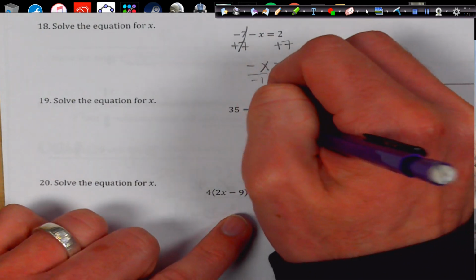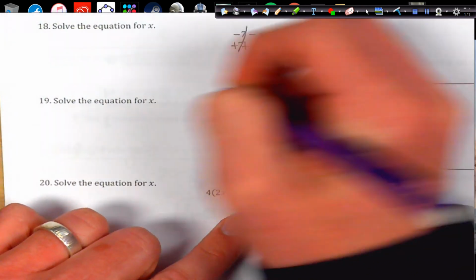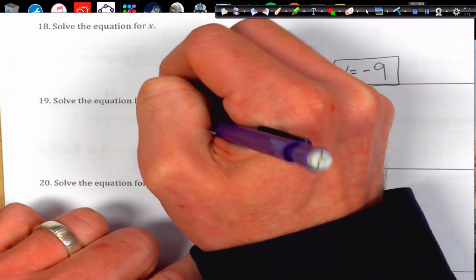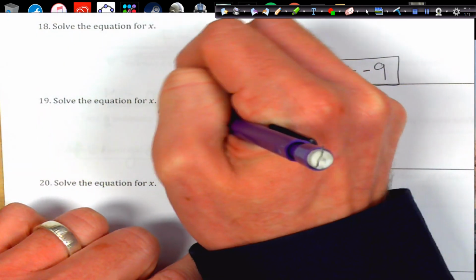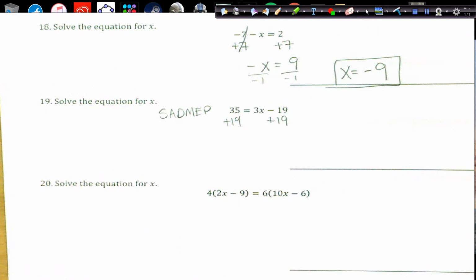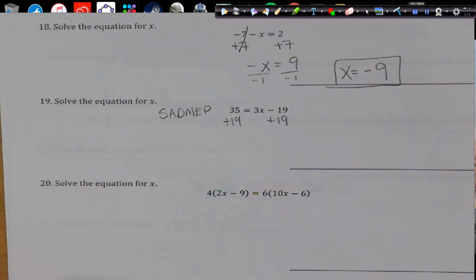Solve for x by getting rid of anything adding or subtracting. We used to call this SADMEP, because you do the order of operations in reverse. Get rid of anything adding or subtracting. So we're getting rid of the 19.